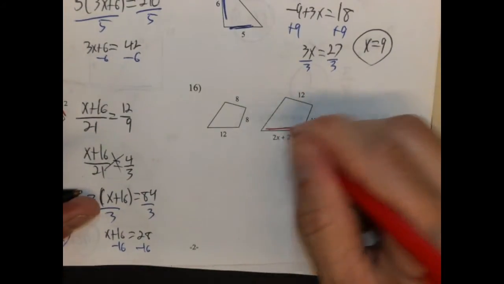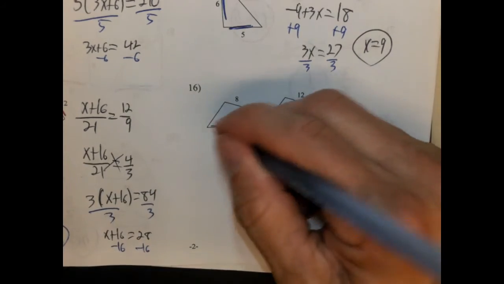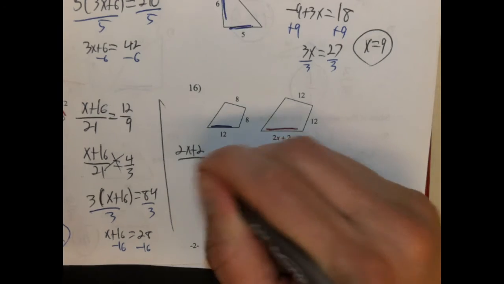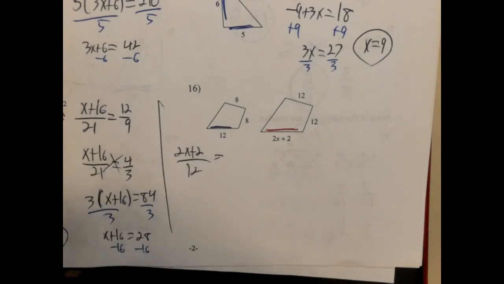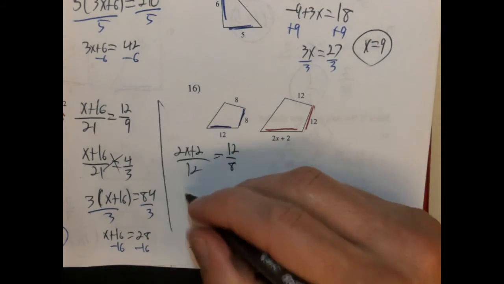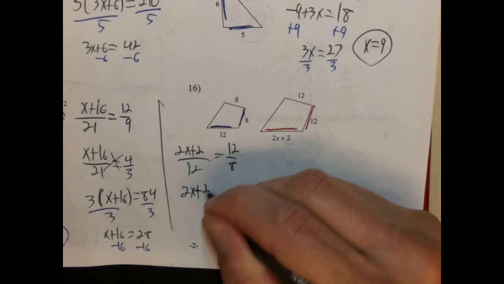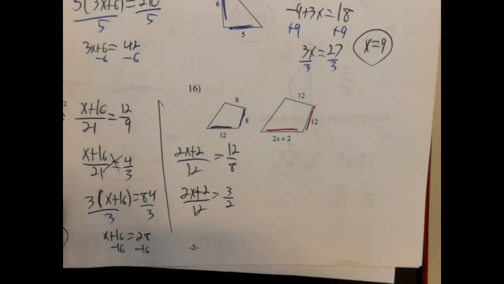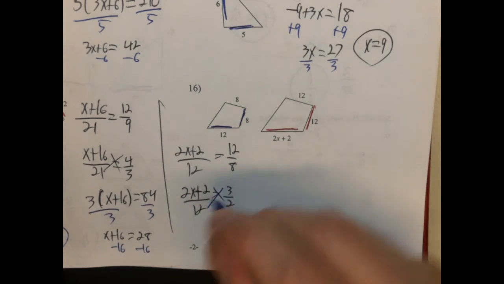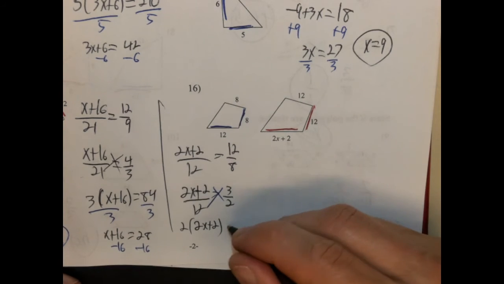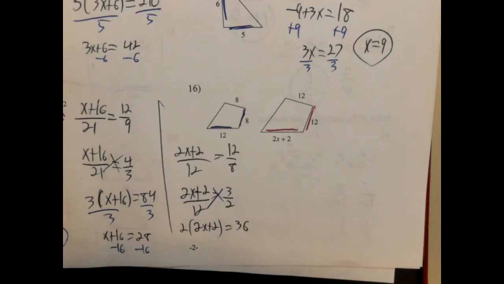All right, so we have red over blue. So red's there, blue's there. So 2x plus 2 over 12 equals red over blue, 12 over 8. So let's simplify that 12 over 8. So we have 2x plus 2 over 12, and divide these by 4, so you're going to get 3 over 2. And then cross multiply. 2x plus 2, parentheses, 2 on the other side, equals 36. Divide by 2.